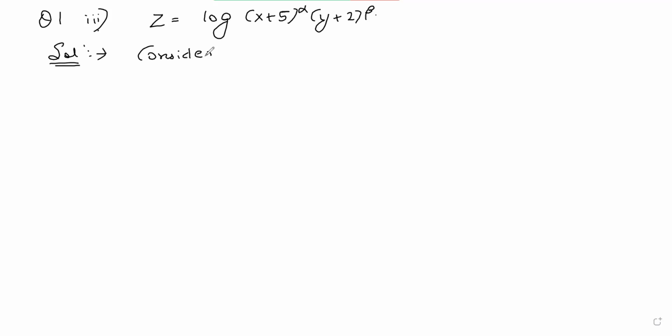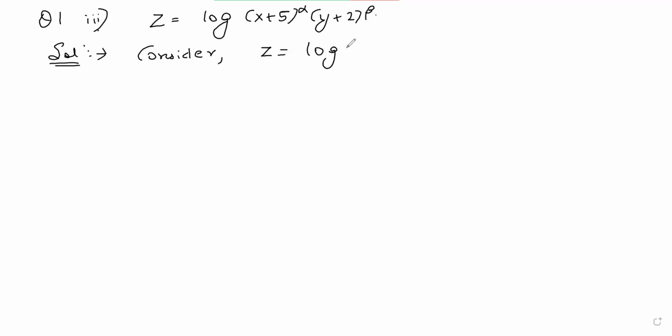So we are given that z is equal to log of (x plus 5) to the power alpha times (y plus 2) to the power beta. Let's quickly solve this. First, let's find del z by del x. Before that, let me first write this using properties of log, simplifying the expression first.